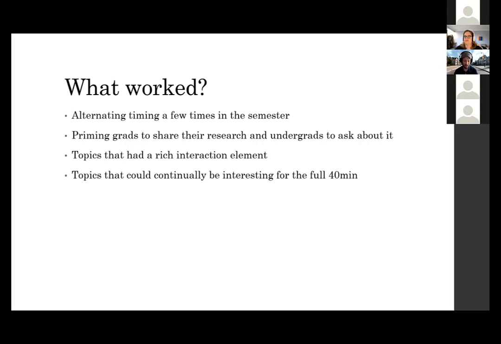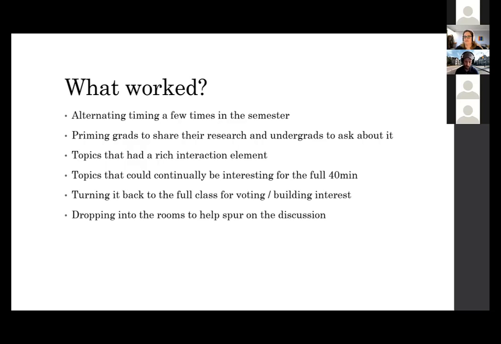Topics that could be continually interesting for the full 40 minutes. Even if they already had their pick, they continued to draw cats and bags just to see what the website would do. These were the ones that worked better than the others. And turning it back to the full class for voting and building interest really helped bring up the numbers of those showing up to these sessions, by showing the rest of the class what was happening inside of them. Also, dropping into the rooms every once in a while was fairly useful.